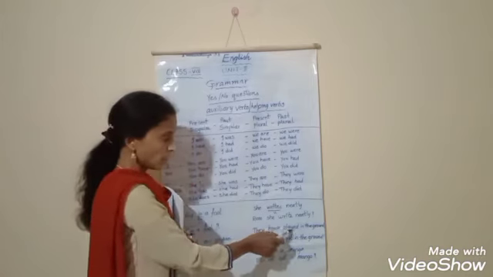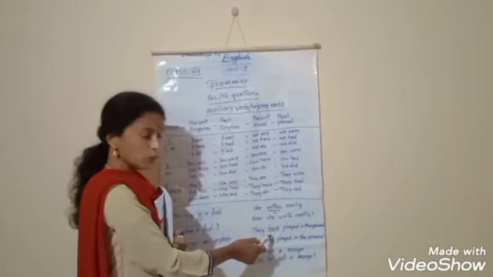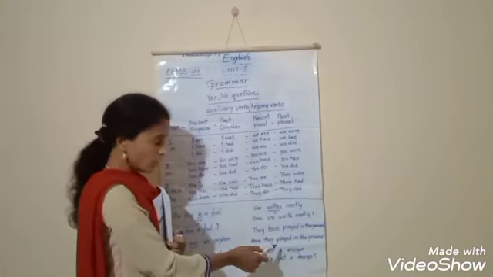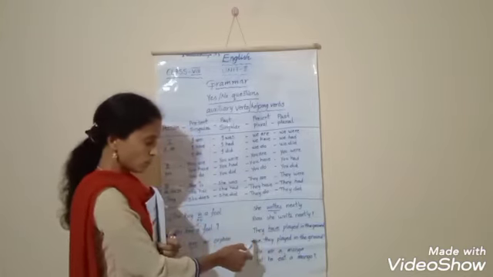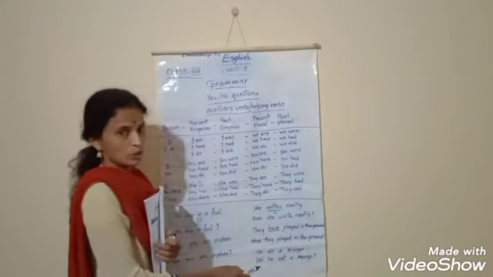They have played in the ground. Here, what is the auxiliary verb? Have. So what do we do, children? So easy, we just bring that have before the subject. Have they played in the ground? We just put the question mark.